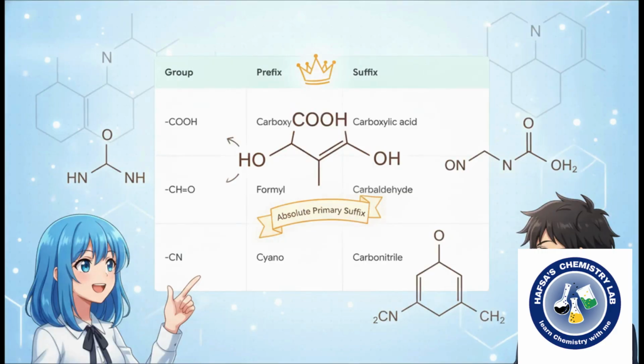And speaking of functional groups, they command the absolute highest priority of all. Take a quick look at this comparison. Depending on whether a functional group is acting as just a minor prefix or the absolute primary suffix, its name actually changes. For instance, the COOH group is just called carboxy if it's a secondary player, but it becomes carboxylic acid when it's the principal functional group dictating the identity of the entire molecule.